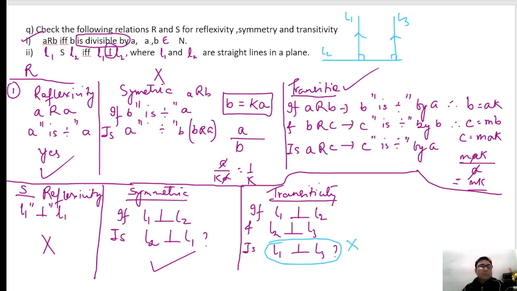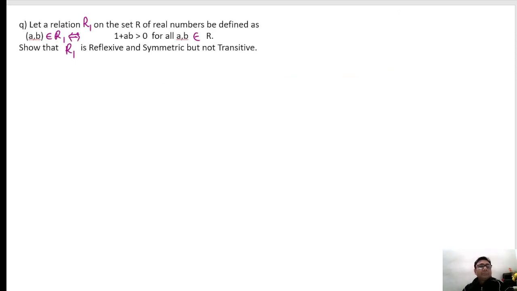Okay. Let's see the next sum. What is there? Let a relation R1 on the set of real numbers. We have to choose from real numbers. A R1 B is the condition: 1 plus AB greater than 0. So we have to test this condition for reflexive and symmetric. They are telling it is reflexive, symmetric, but not transitive. So let's check reflexive first.